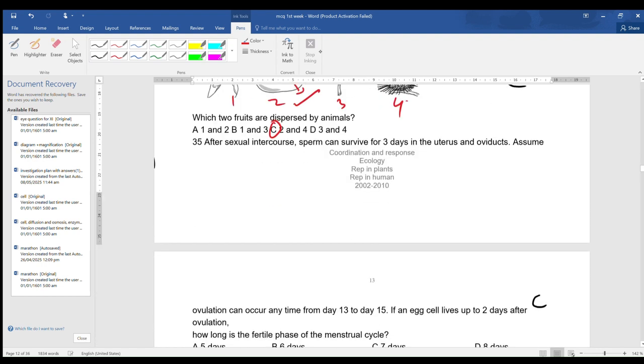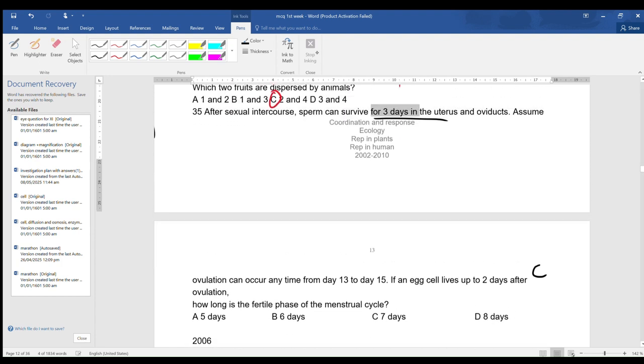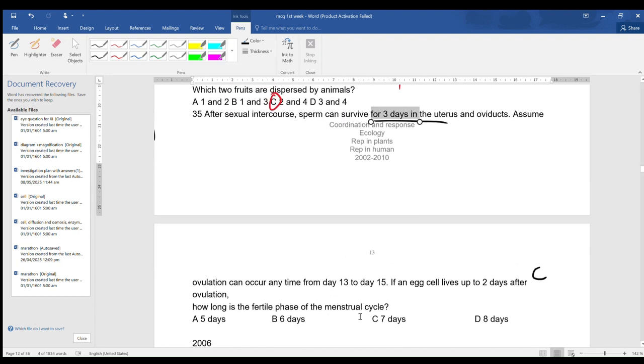Now next, after sexual intercourse, sperms can survive for 3 days in the uterus and oviduct. Assume ovulation can occur any time from day 13 and day 15. If an egg cell live up to 2 days after ovulation, how long is the fertile phase of the menstrual cycle? Now sperm can survive for 3 days, and ovulation can occur from 13 to day 15. So just write down 13, 14 and then 15. In this period the ovulation will occur, and as the examiner has written over here, the lifespan of the sperm can survive for 3 days.